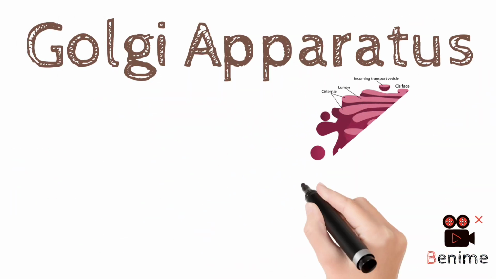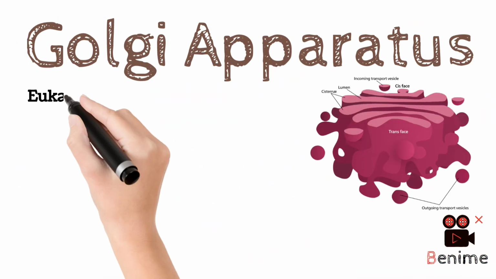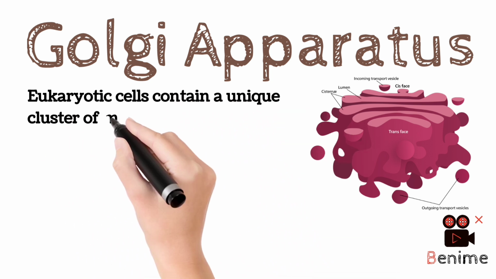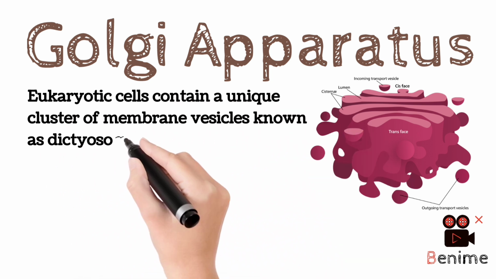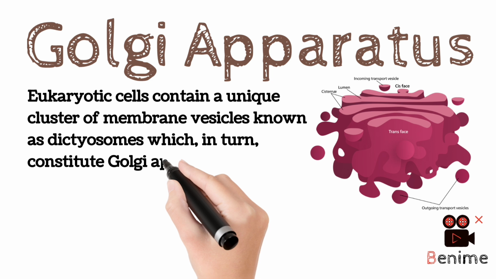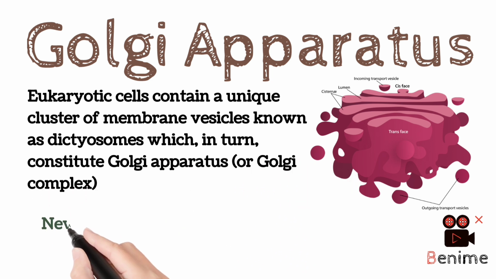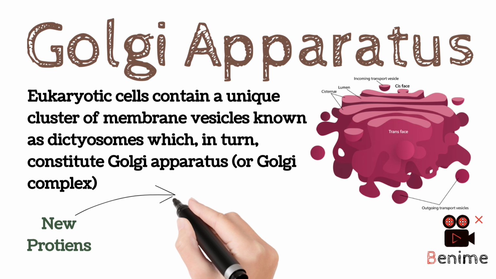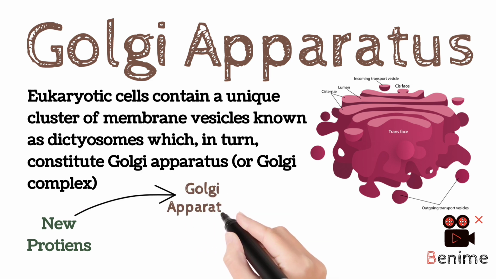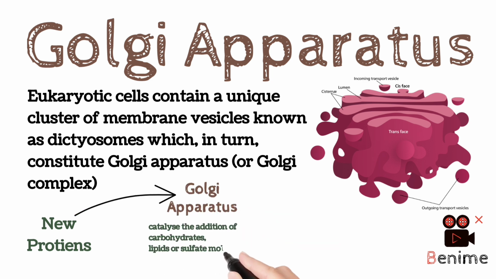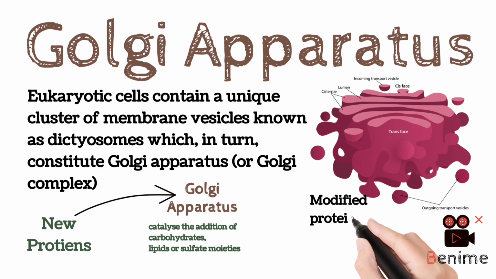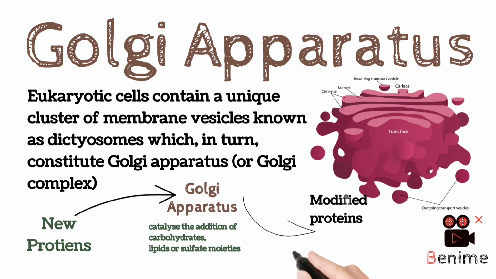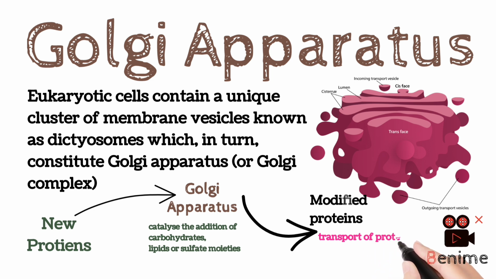Golgi Apparatus. Eukaryotic cells contain a unique cluster of membrane vesicles known as dictyosomes, which, in turn, constitute the Golgi apparatus or Golgi complex. The newly synthesized proteins are handed over to the Golgi apparatus, which catalyzes the addition of carbohydrates, lipids, or sulfate moieties to the proteins.